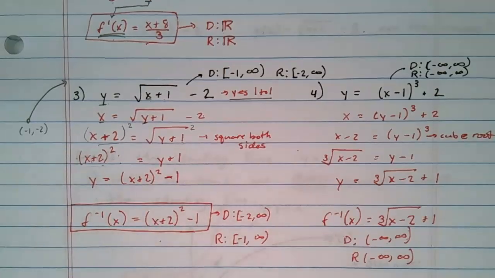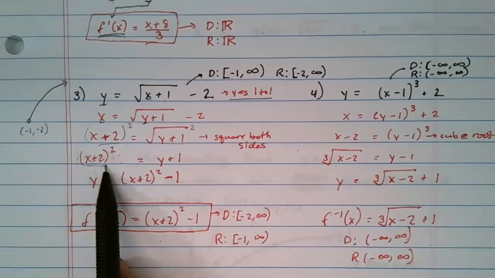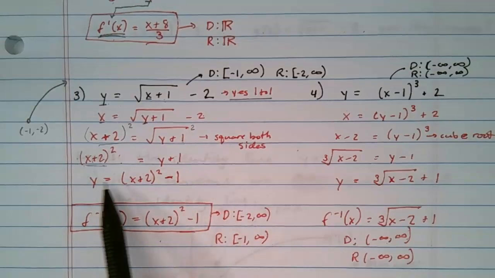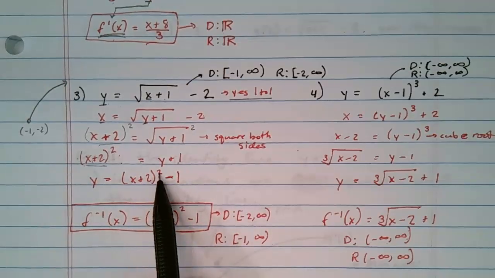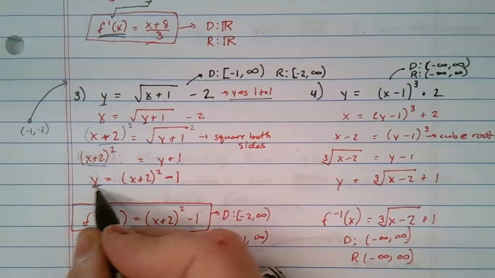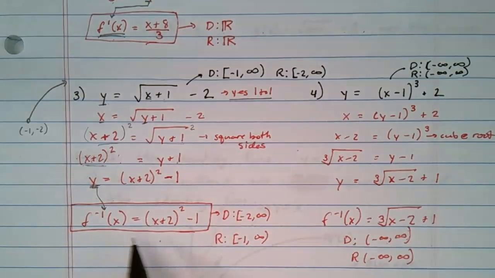Now I'm going to be lazy. I'm going to leave it in this format. I'm not going to expand this binomial. I'm going to subtract 1 from both sides. That gives me y equals x plus 2 squared minus 1. Okay? That's what it gives me. Last step, I'm going to change this to f inverse, and I get f inverse of x is equal to x plus 2 squared minus 1.